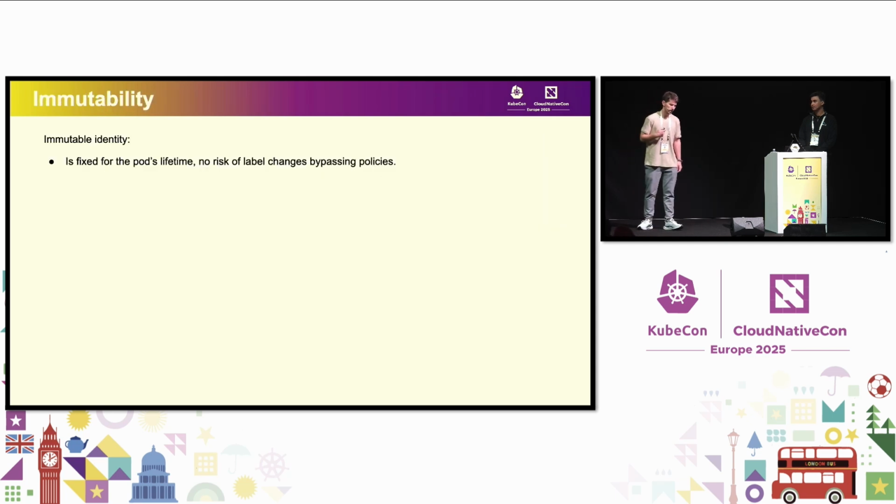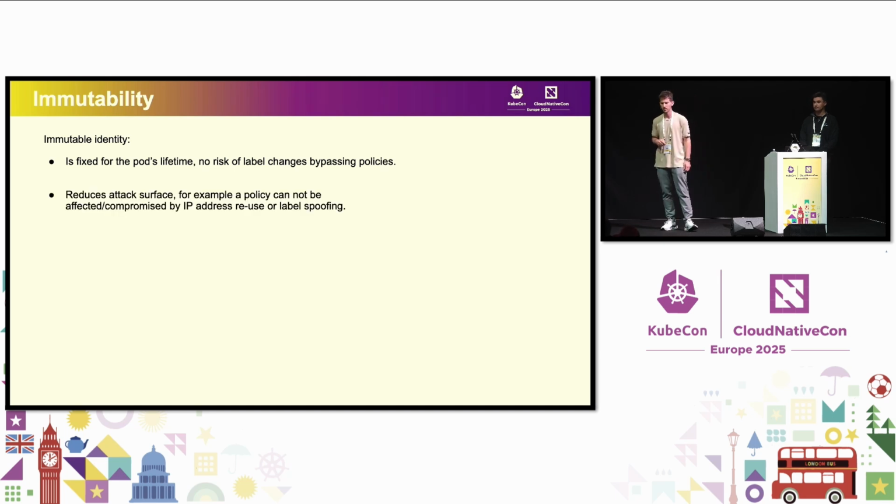Now, another thing is immutability of this identity, right? If the identity is fixed for the pod's lifetime, there's no risk of label changes, because I'm not sure how many of the people here know, but labels can change in runtime. Nodes have access privilege, especially kubelet, to change labels, and there have been some CVEs and attacks around that. But also, if the pod is changing at runtime, it means that if we tie the policy to the pod labels, then how can we be sure that the policy is not changing at runtime? Now, with immutable identity, there is a reduced attack surface, right?